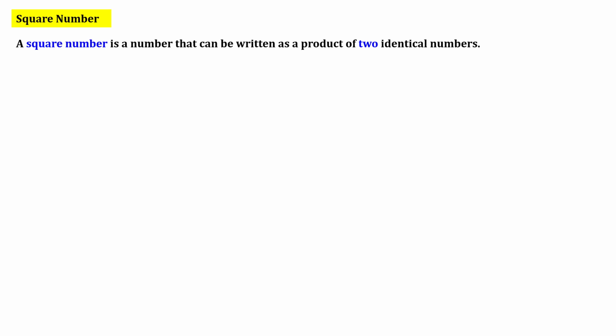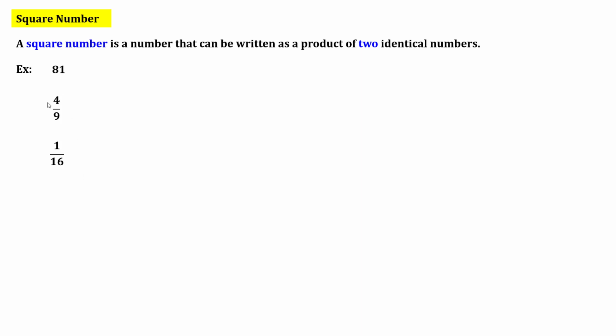Okay, so let's go over the definition of a square number. A square number is a number that can be written as a product of two identical numbers. Product means multiplied, right? So it's a number that's equal to two identical numbers multiplied. Let me give you some examples. 81, 4/9, and 1/16 are all square numbers.